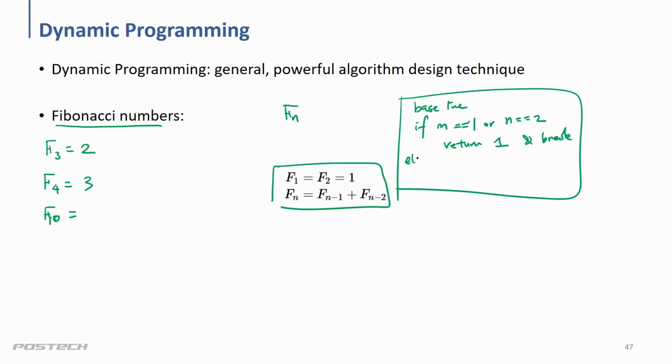Else, if this is the function f of n, return f n minus 1 plus f n minus 2. Does it make sense? So this one is the baseline condition.